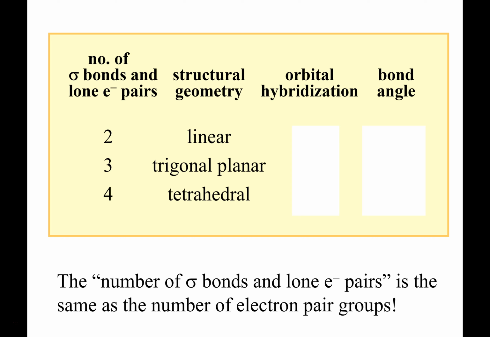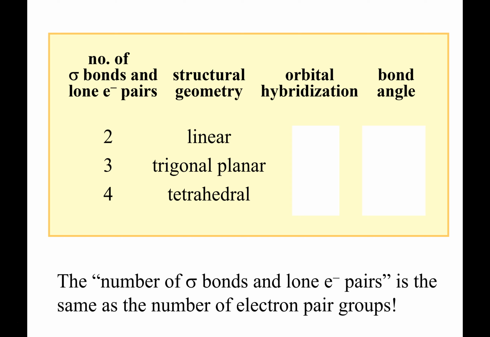And then the last one I want to talk about and hold you accountable for is if you have 4 things that spread apart from each other. It's going to look like this, and we call this tetrahedral. So linear, 2; trigonal planar, 3; tetrahedral, 4. That's it. And again, what I'm talking about is the geometry around this orange atom, this brown atom, this black atom.